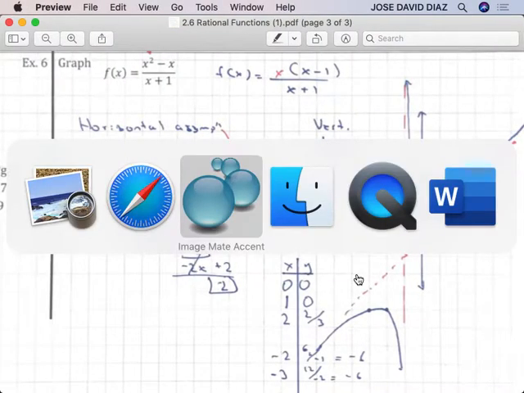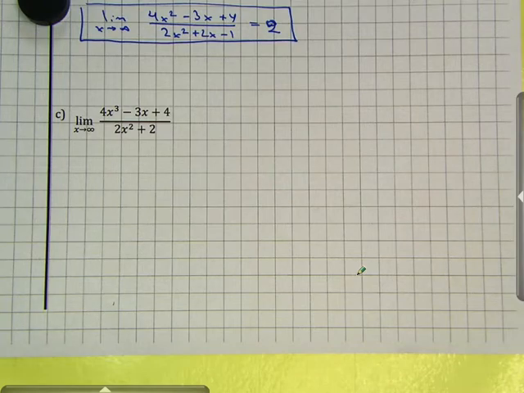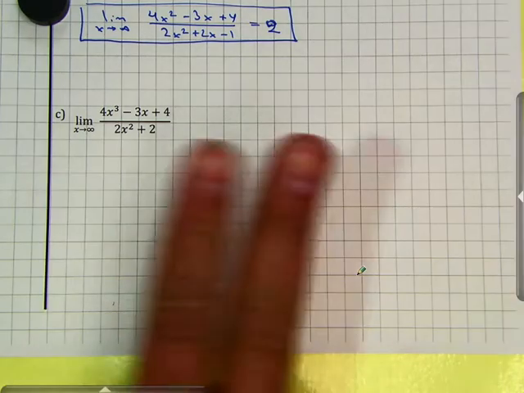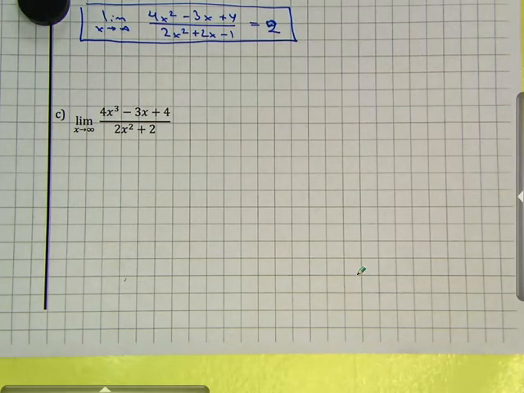But let's go and do it algebraically. I'm going to take the biggest exponent, simplify, and see what you get. And we can compare our answers afterwards. Go and pause it, and then we can talk about it.